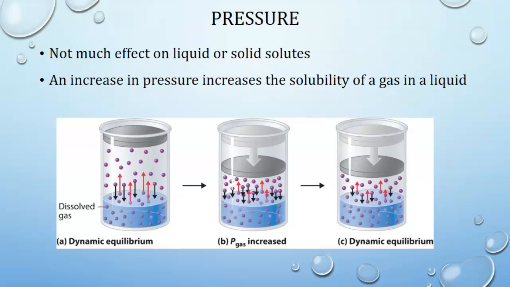The last factor that affects solubility is pressure. And what happens is pressure does not have much of an effect on the solubility of liquids or solid solutes, but it has a large effect on the solubility of gases. So if this is a container that has water and there's a gas in it, if you want to make more of the gas dissolve in the water, you can increase the pressure. Increase the pressure by pushing down on this plunger, and it will actually force more gas to go into solution.